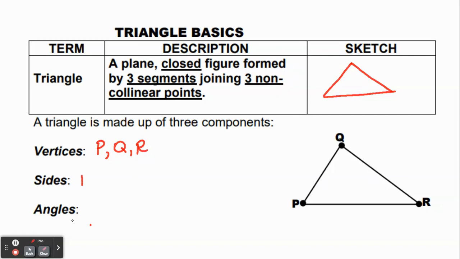And those sides would be line segment PQ, QR, and PR. Also, there are three angles in a triangle. In this triangle, there's angle P, angle Q, and angle R.